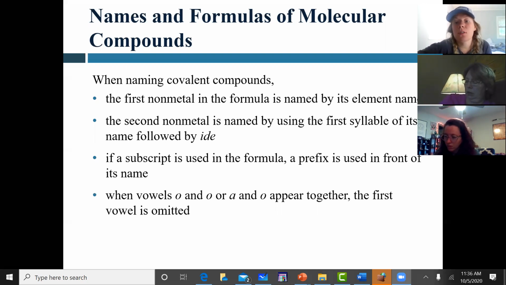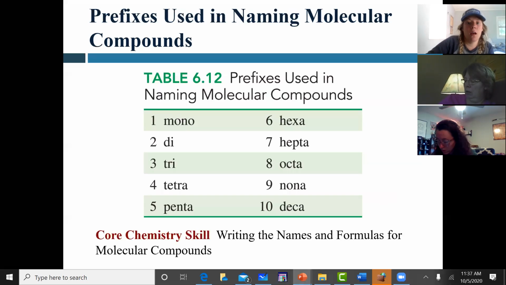If a subscript is used in the formula, we have to add a prefix to specify how many we have of each atom. So whereas with the metal nonmetal, you didn't have to say you have 2 of the metals and 3 of the nonmetals, in this situation, we do have to tell you. So we don't worry about charges, but we do worry about subscripts. When we have vowels of O and O or A and O, we can omit one of them. This way is, I think, much, much easier than the other way.